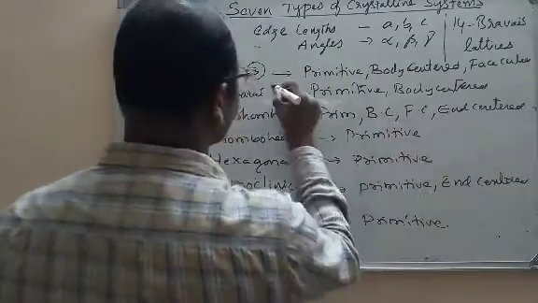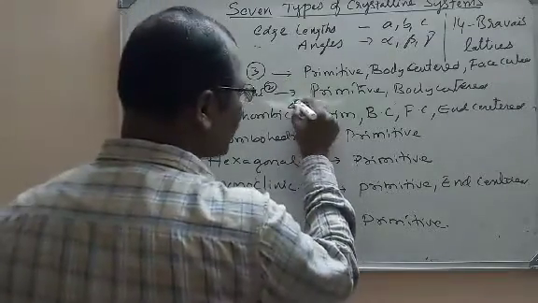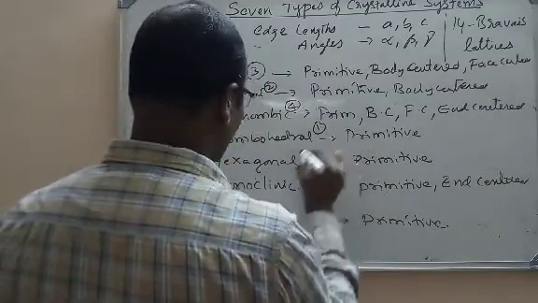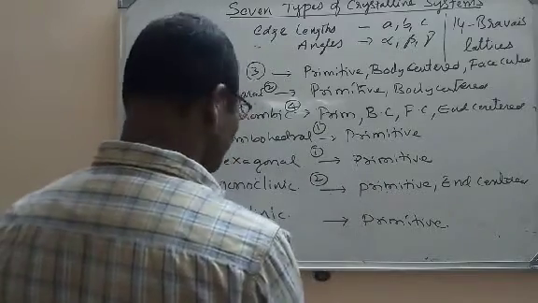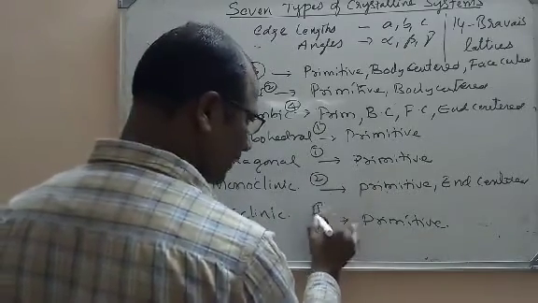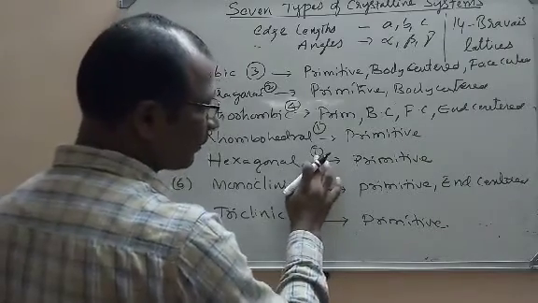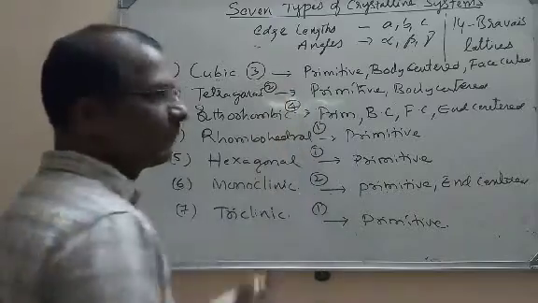Tetragonal we have 2 types. Orthorhombic we have 4 types. Again, rhombohedral we have only 1 type. Hexagonal we have 1 type. Monoclinic we have 2 types, and triclinic again only 1 type. You count all of them. So 1 plus 2 is 3, plus 1 is 4, plus 1 is 5, plus 4 is 9, plus 2 is 11, plus 3 is 14.